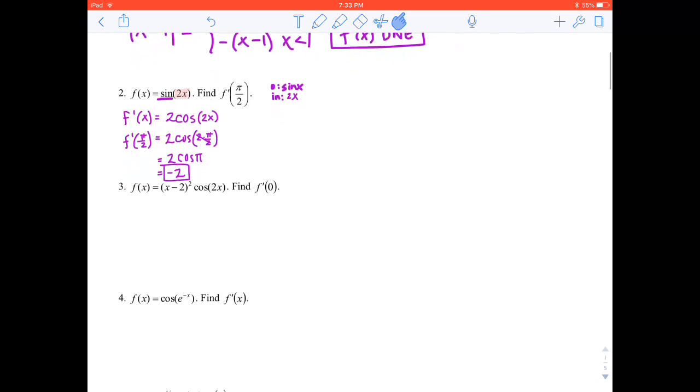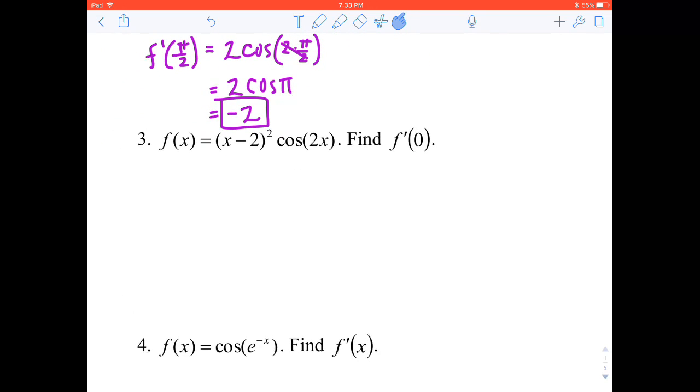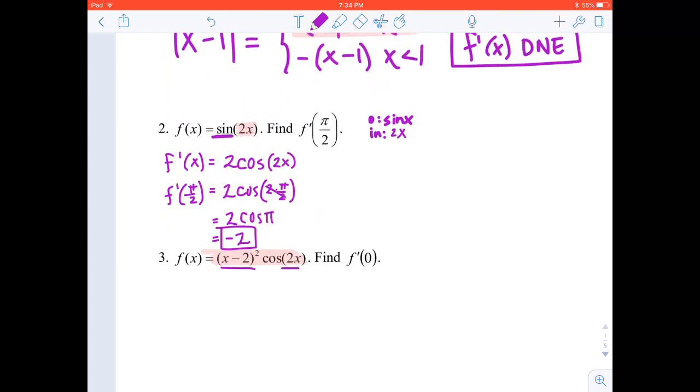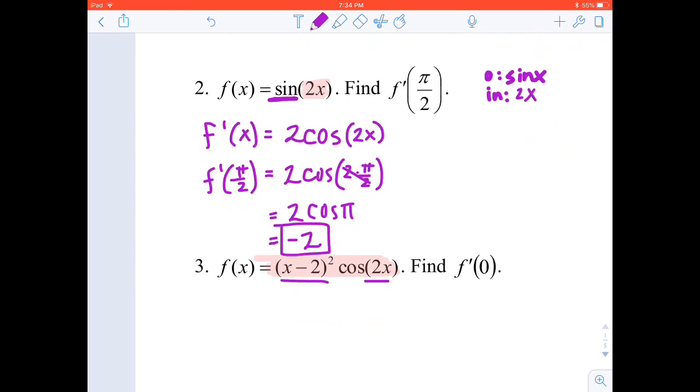Number 3, f of x is equal to (x minus 2) squared times cosine 2x. So we want to find f prime of 0. What we need to make sure and do is pick the derivative rule that's going to use the whole entire function. Because I know some of you are going to look at this and say chain rule, because we have x minus 2 plugged into x squared. Or you're going to say chain rule because you have 2x plugged into cosine, just like the one that we did here. That was a chain rule.